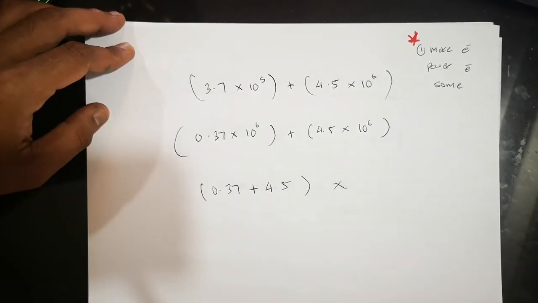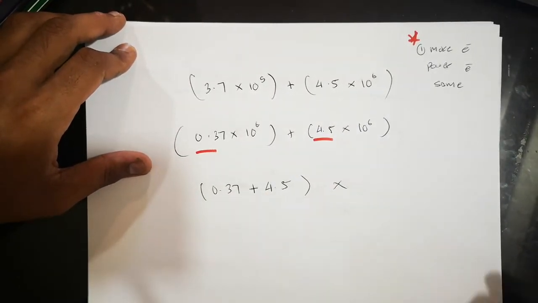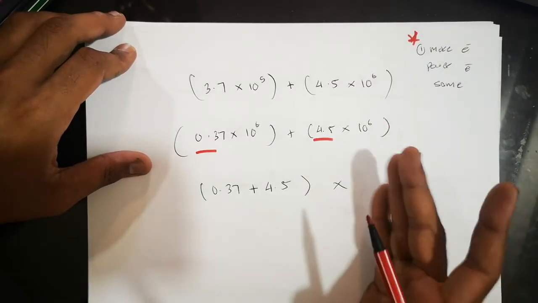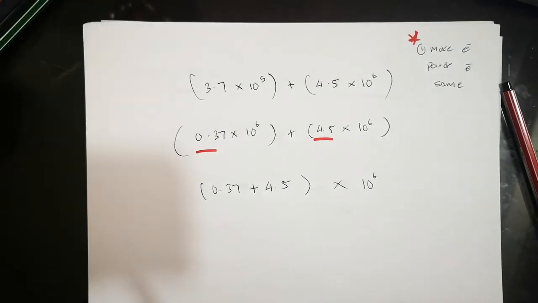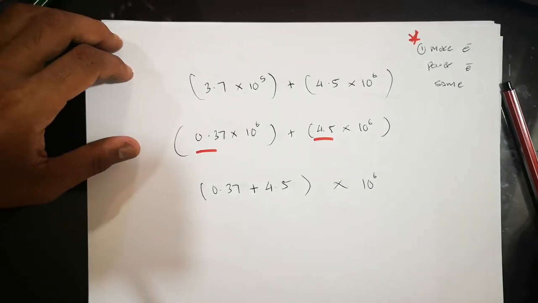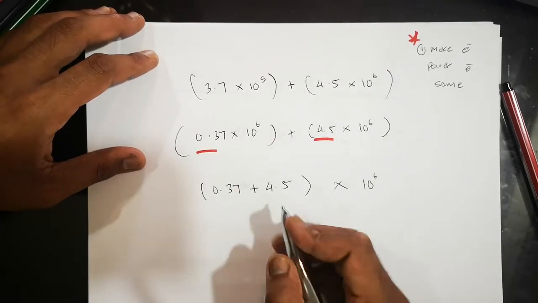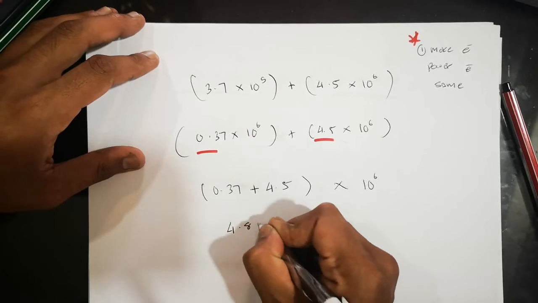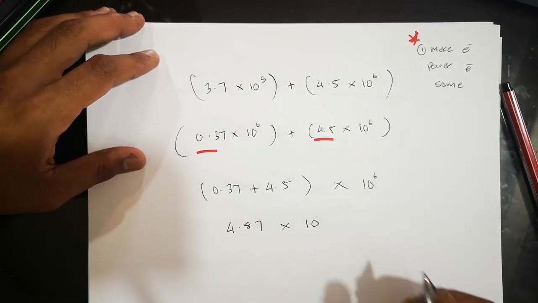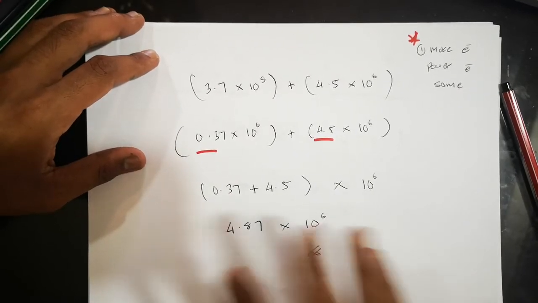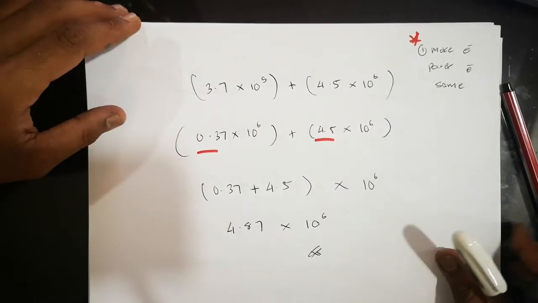The A you plus together, then the power remains the same. Power remains the same. I'll repeat that again. So from here, what do I get? I will get 4.87 times 10 to the power of 6. Done. That's all. Nothing fancy about it.